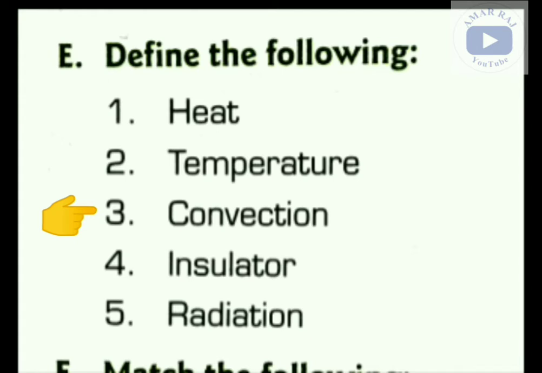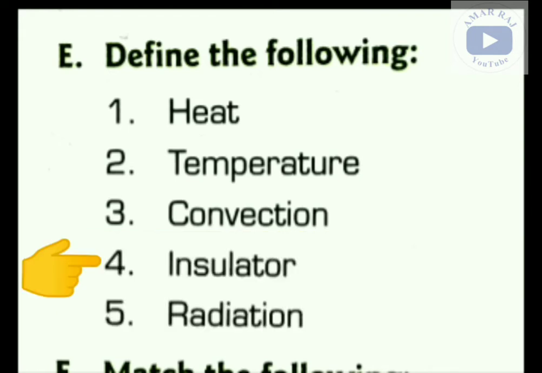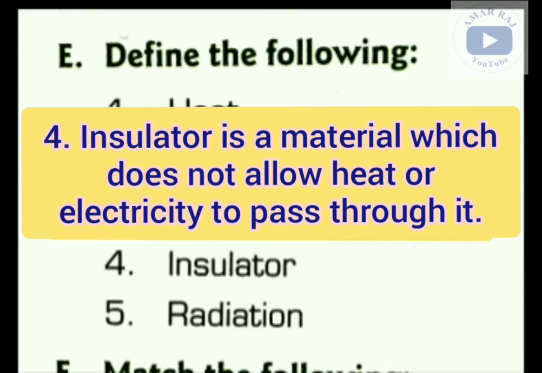Now E3, it is convection. Convection is the mode of transfer of heat with the movement of particles of the fluid itself. So you can write the definition of convection. Now question number 4, insulator. Students, an insulator is a material or a substance through which heat or electricity cannot flow easily. We are studying about heat, so you can write only heat, but we talk about both heat and electricity for insulators. So you can write the definition.